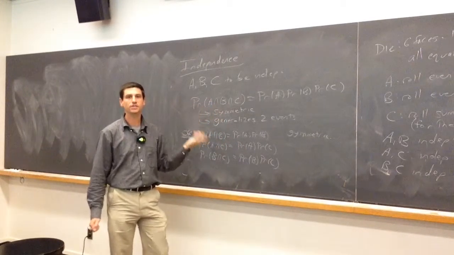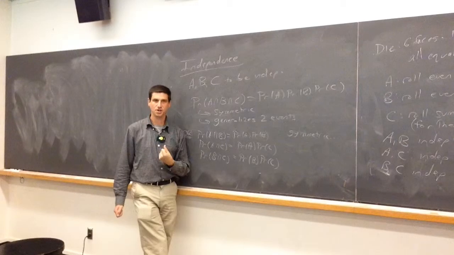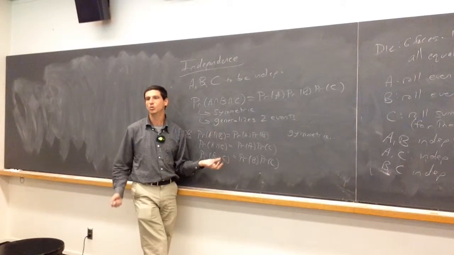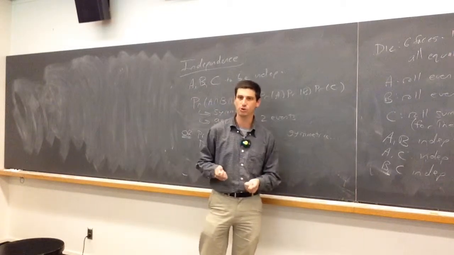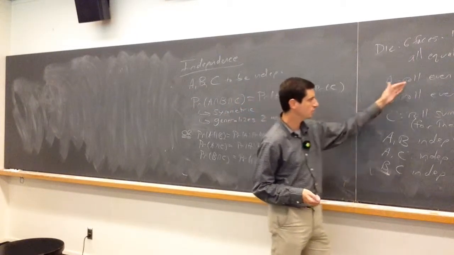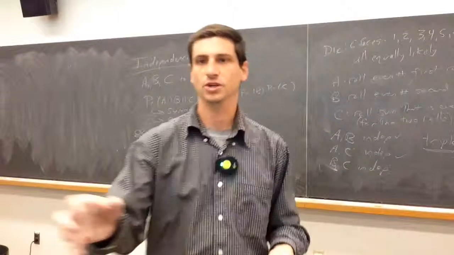So the number of conditions you have grows as you take more and more events. Most of the time, though, you don't have to bother checking them. We will just say the events are independent. Rolling one coin is not going to affect rolling another coin. But when you start talking about sums, that can start having some dependencies. Okay, so I will stop here.